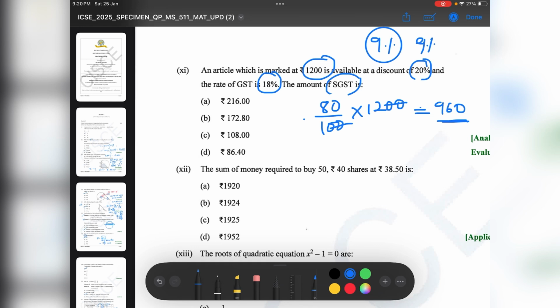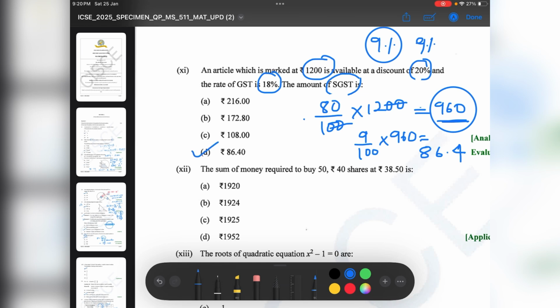Now from this only you are going to find the GST amount, student. You are not going to find the GST amount with 1200 because that is the marked price. You have to do it with the discounted price only. So 9 upon 100 into 960. So when you calculate 960 into 9 divided by 100, what will it be? 86.4. So 86.40. So option D is correct.